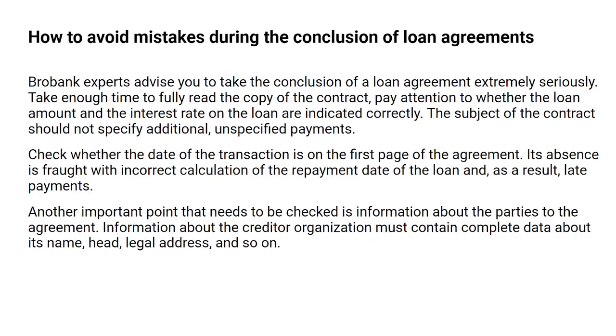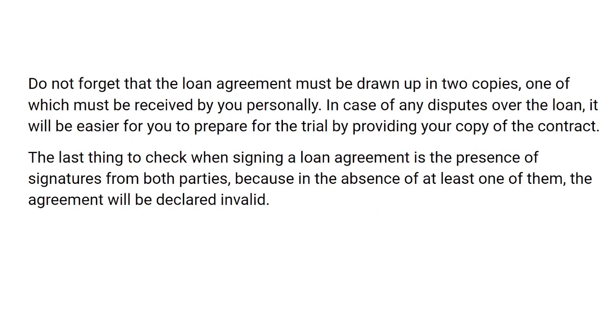Check whether the date of a transaction is on the first page of the agreement. Its absence is fraught with incorrect calculation of the repayment date of the loan and, as a result, late payments. Another important point that needs to be checked is information about the parties to the agreements. Information about the creditor organization must contain complete data about its name, head, legal address, and so on.